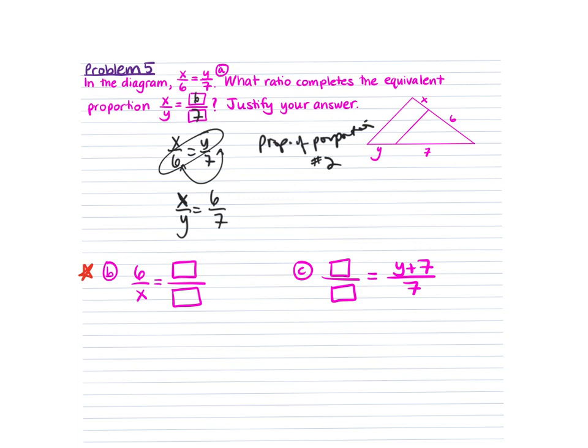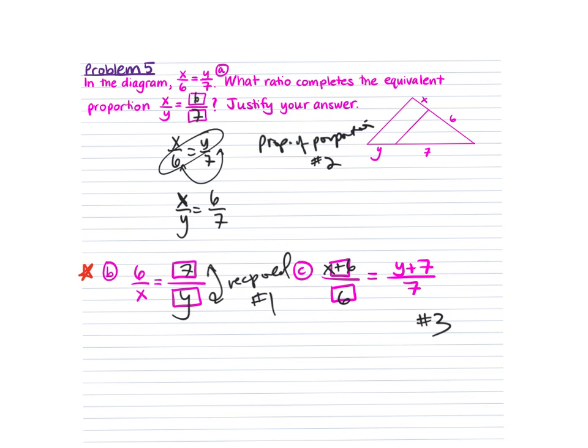Okay, and then why don't you try these 2 on your own. So press pause and then check back for the solution. Okay, and this one you can see you just flip, you can just do the reciprocals. So 6 over x is equal to 7 over y, and that's the reciprocal property number 1.